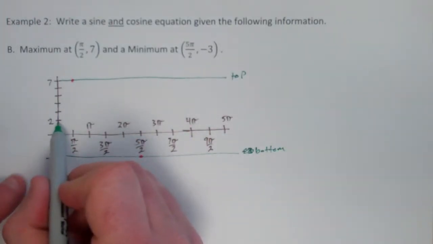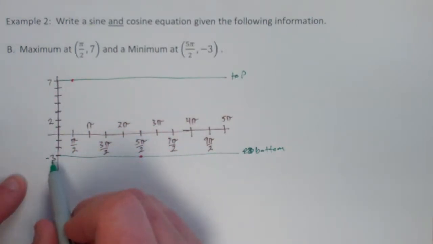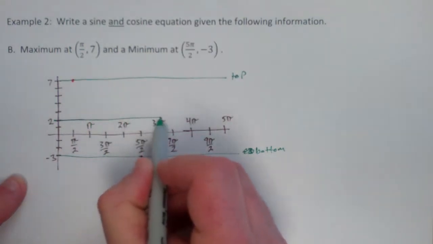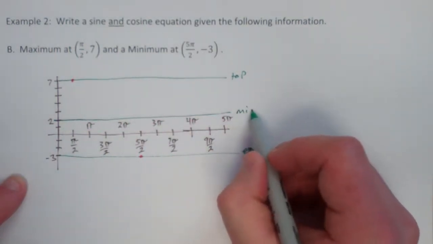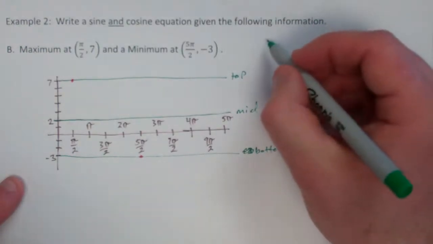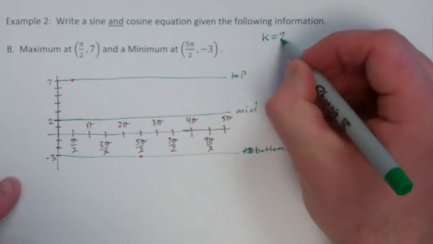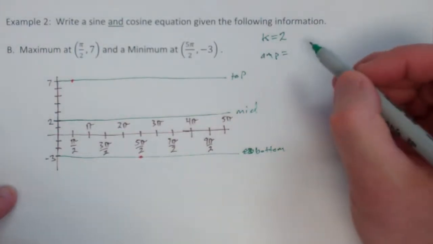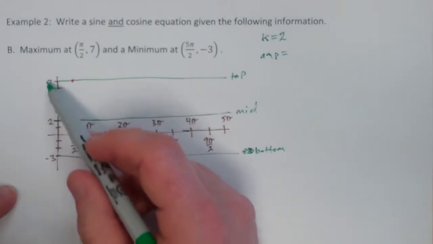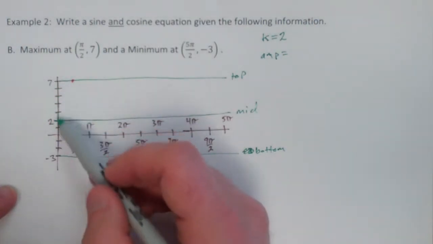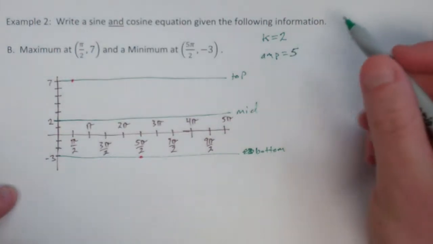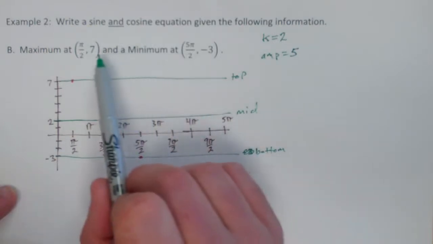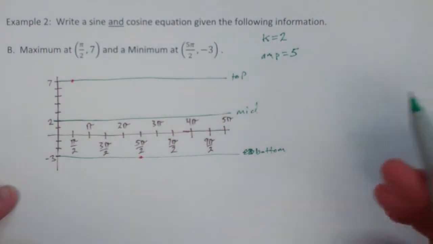And then our midline is going to be halfway between. 7 plus negative 3 is 4, divided by 2 is 2. So you can find the average of the maximum and the minimum, and that'll give you the midline. The midline also gives us the value of k, or the vertical shift, which is positive 2. We can also tell now that the amplitude for this one is going to be 5. 7 minus 2, or the height between 7 and 2, is 5. You can also take the difference between the maximum and the minimum y value and just divide that by 2, or find the average between the two of them.